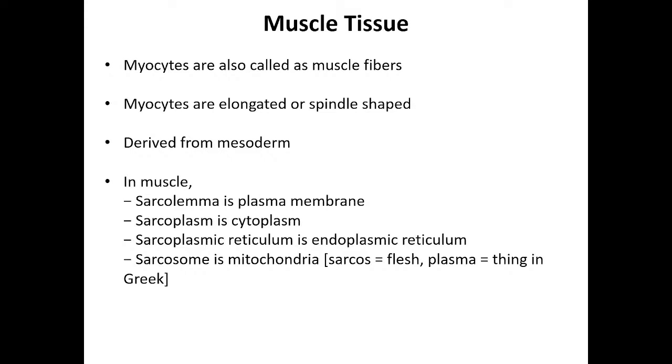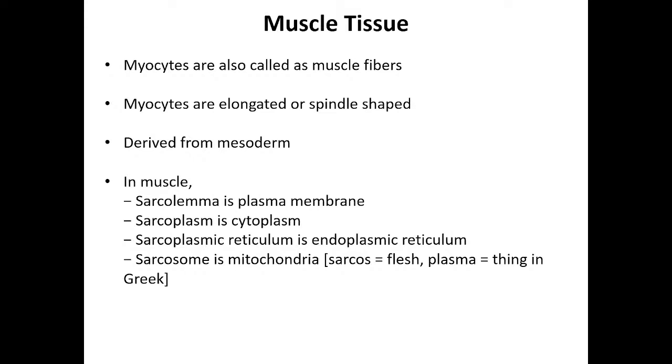One myocyte forms a muscle fiber, and we need to remember this when we discuss further. So, a myocyte is also called a muscle fiber, and basically these are elongated, spindle shaped cells. These myocytes are derived from mesoderm. In the days to come, when we discuss embryology, we will teach you about this.